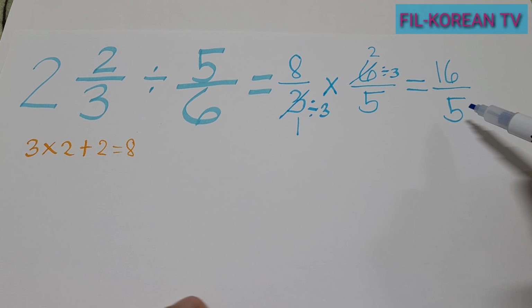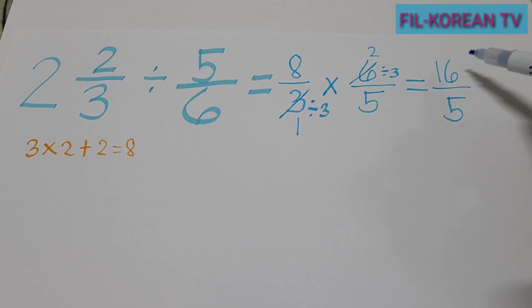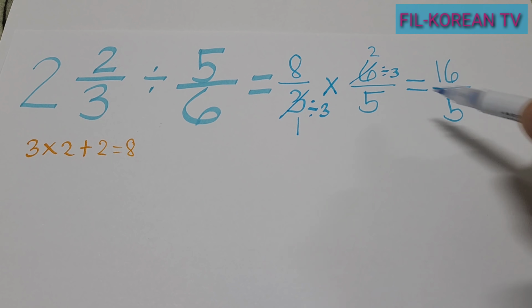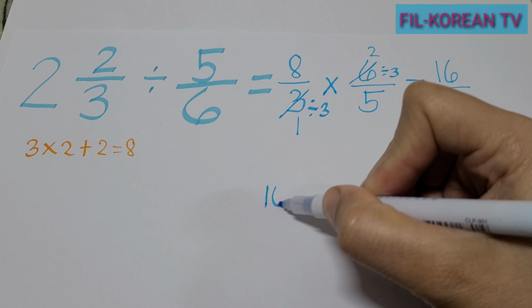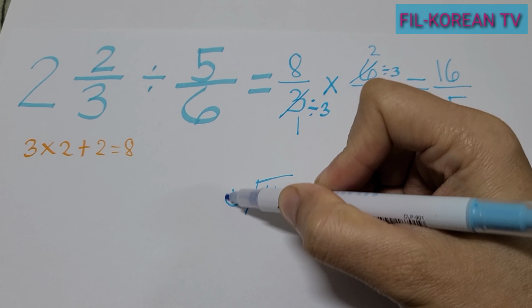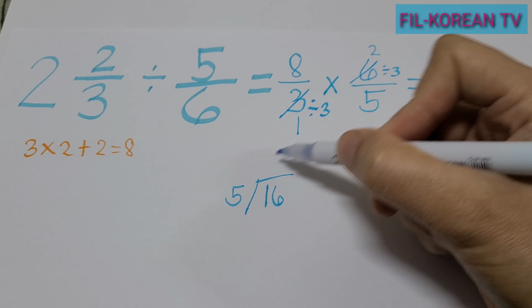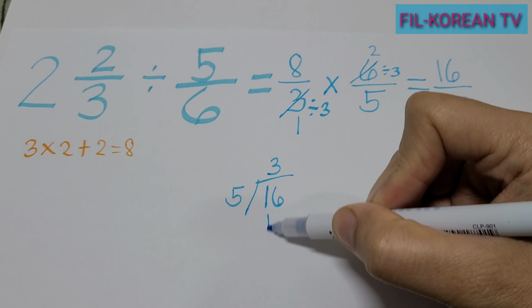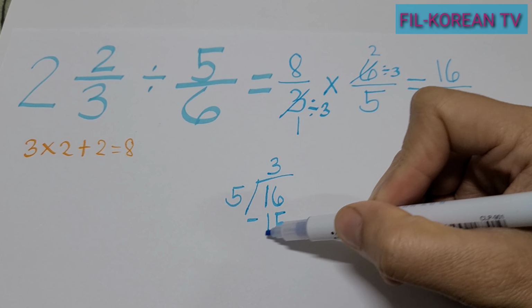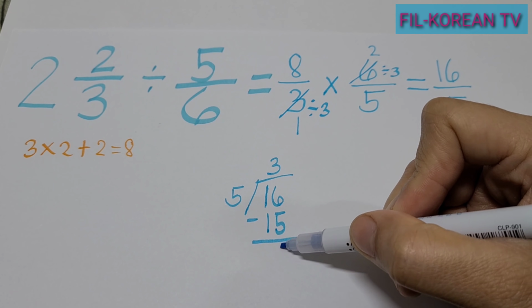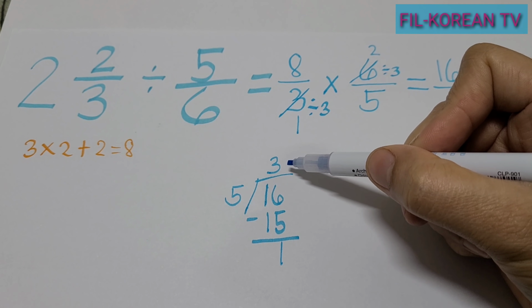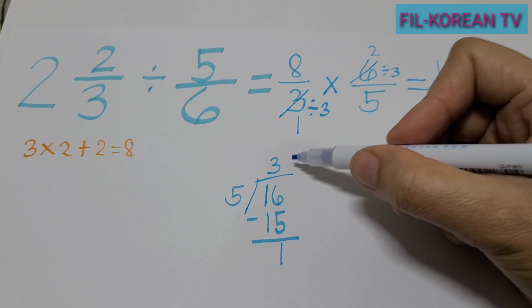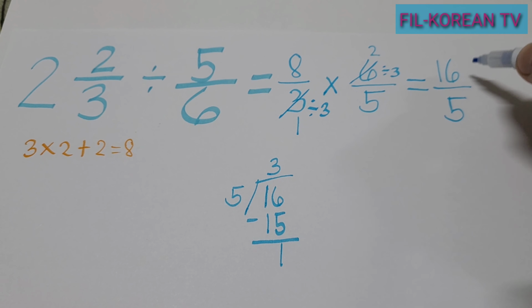Kaya, kailangan nating isimplify. I-divide natin yung numerator na 16 sa 5. 16 divided by 5 equals 3. 3 times 5 equals 15. And 16 minus 15 equals 1. Okay, the quotient is 3. So, ito yung magiging whole number.